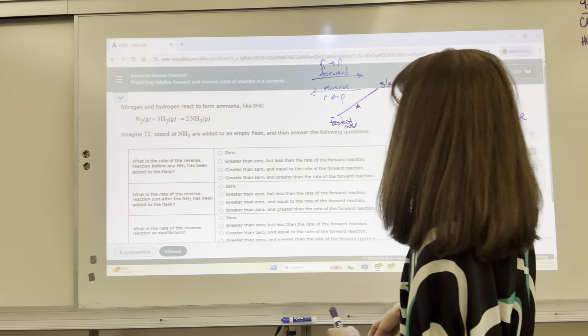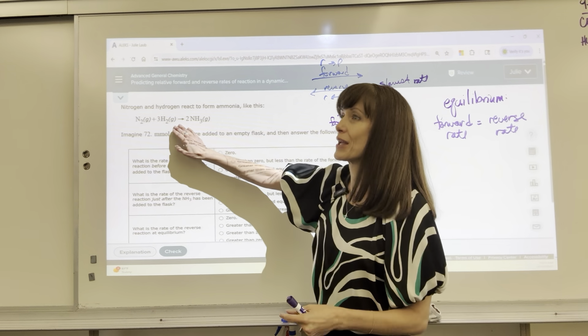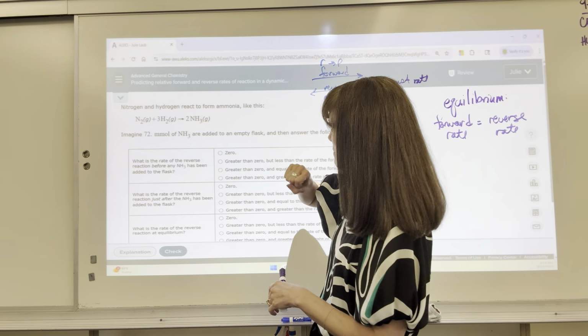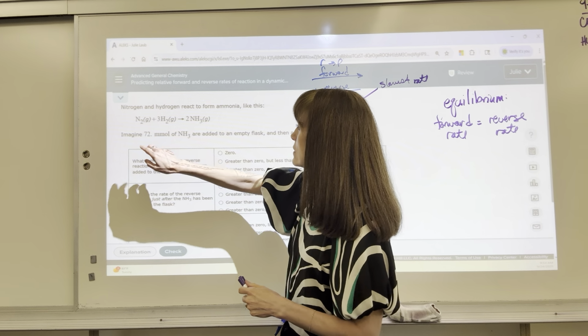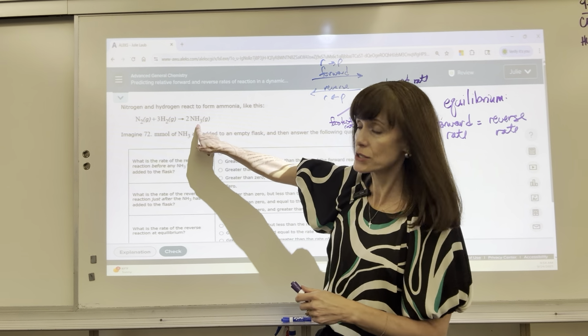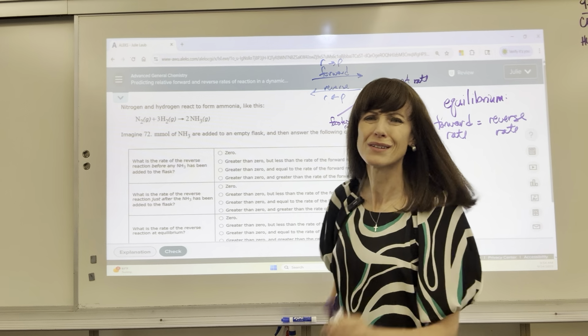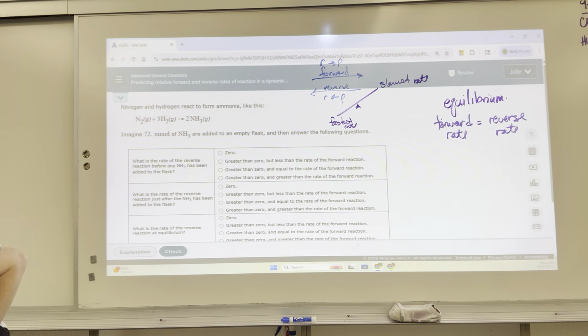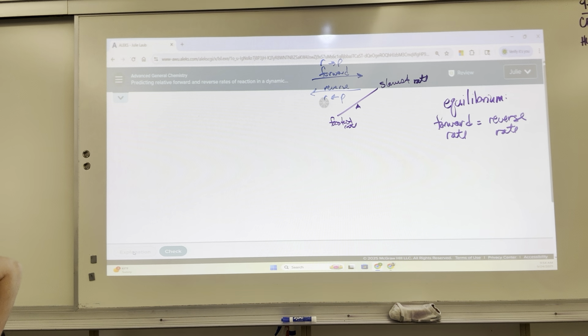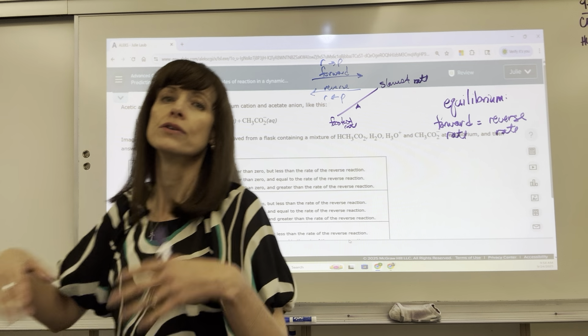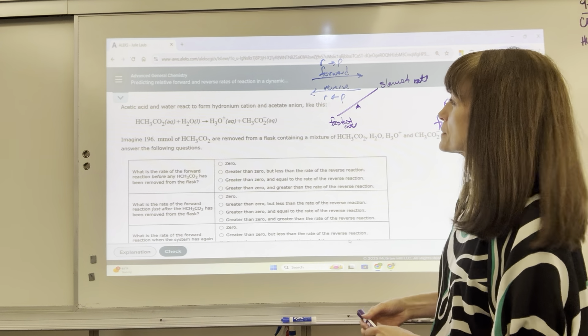Okay, so we will read our problem. Ooh, they give us the Haber process, famous equation here. We have 72 millimoles of NH3 are added to an... do you know what? We're going to do another one. I do not want another empty flask because that's a unique one. You'll only get that every couple. Okay, good. You'll see a lot more of these types of questions.